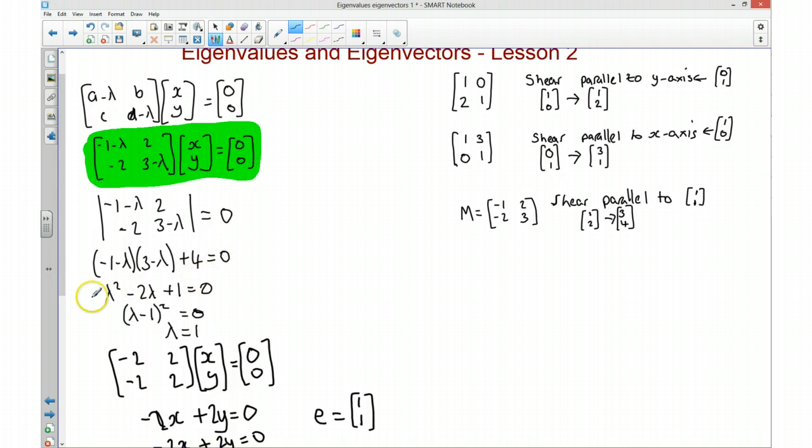Okay, so just to recap on what's happened so far in this lesson and the last. In the last lesson we found that there were two distinct eigenvalues, and that told us that it was a stretch in two different directions, so it was a two-way stretch. In this lesson we found a single eigenvalue that was 1, and that told us that it was going to be a shear.